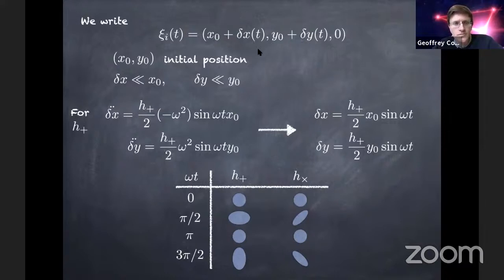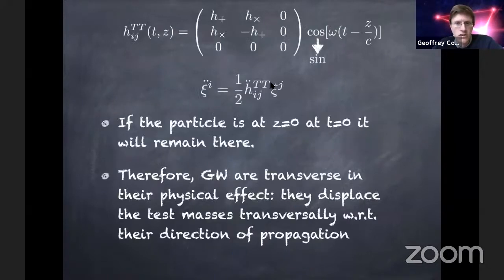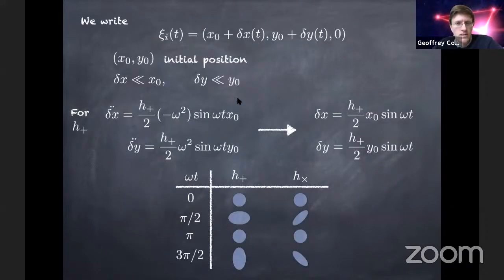So if we write the deviation starting from x0 and y0, which are the initial positions, and we imagine small perturbations, now we plug that into the equation. The small perturbation is given by the second derivative, the acceleration. So let's look at the effect of h plus. We take two derivatives of this, we get omega squared coming from here, times the sine, times the initial position x0. And then we integrate this two times over time. The omega disappears, and we get the sine.